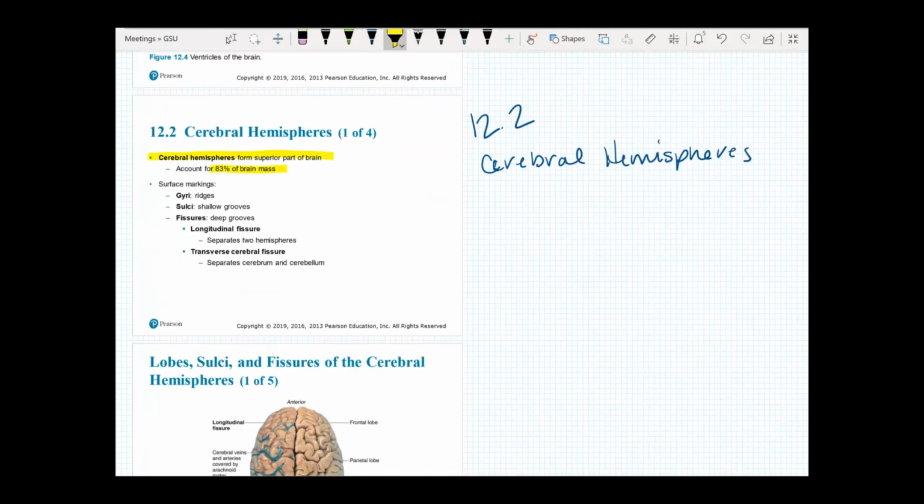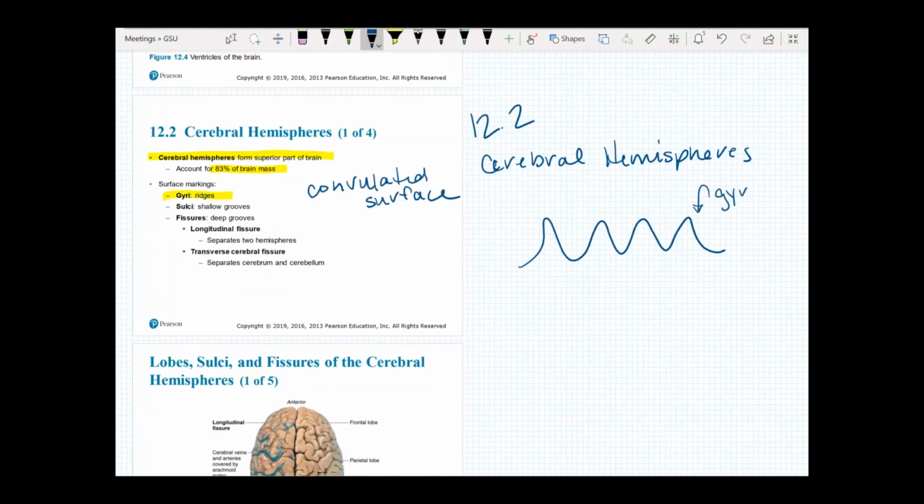So there's a couple of terms to talk about. It is folded and it is a convoluted surface. When we say it's a convoluted surface, it is not flat. These terms will be our landmarks to our brain. Gyri is going to be a ridge. So if we have this, the ridge is going to be the gyrus. Gyri is plural, gyrus is singular.